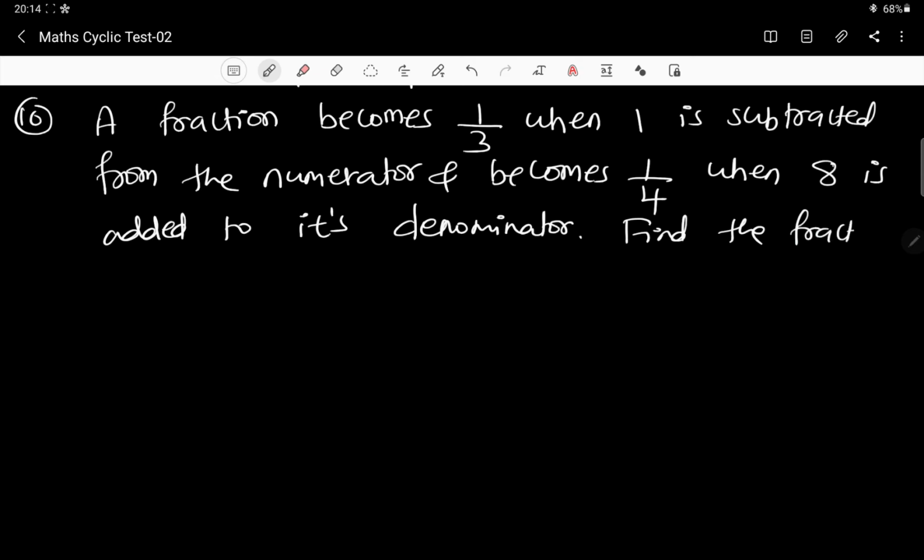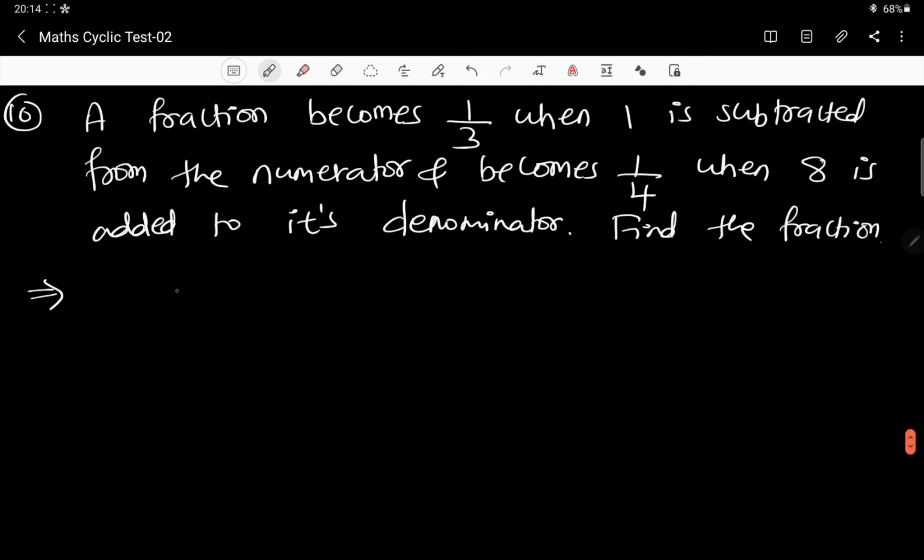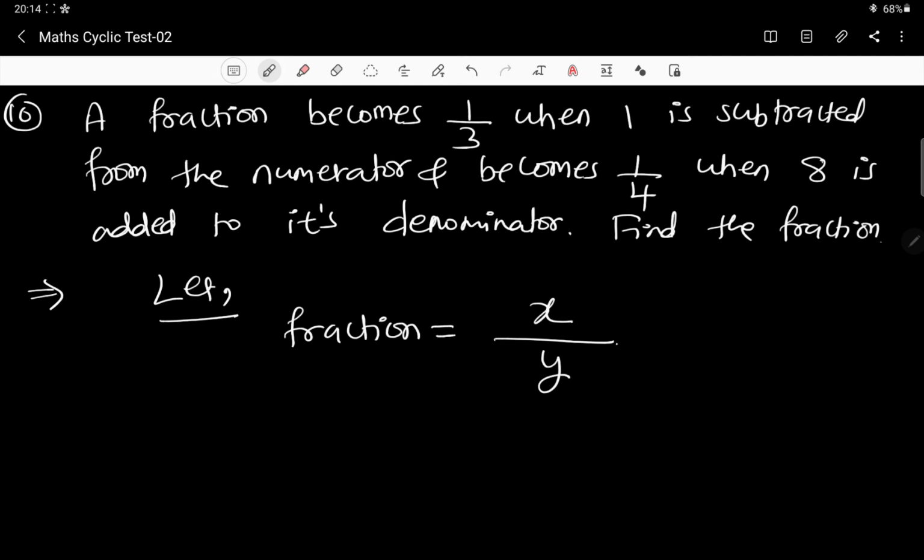So I think this is a question related to pair of linear equations in two variables. Let us do this. A fraction becomes 1 by 3 when 1 is subtracted from the numerator. Fraction means it will have some numerator and denominator. Let the numerator be x and the denominator be y. Let the fraction be x by y. Now, according to the first situation, or you can call it a condition, the fraction becomes 1 by 3 when 1 is subtracted from the numerator.